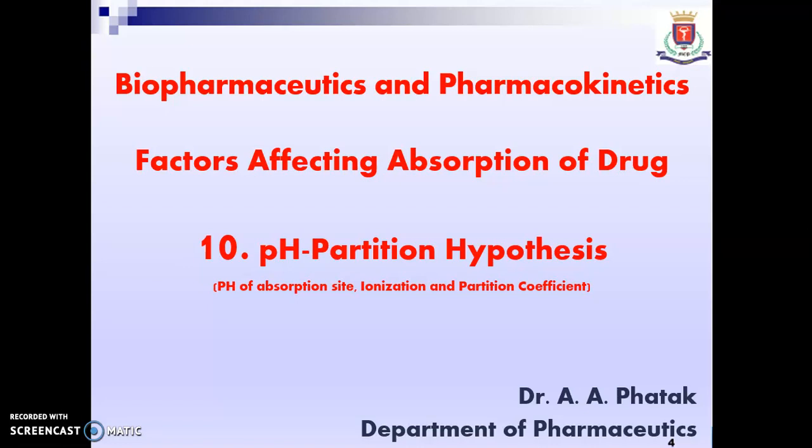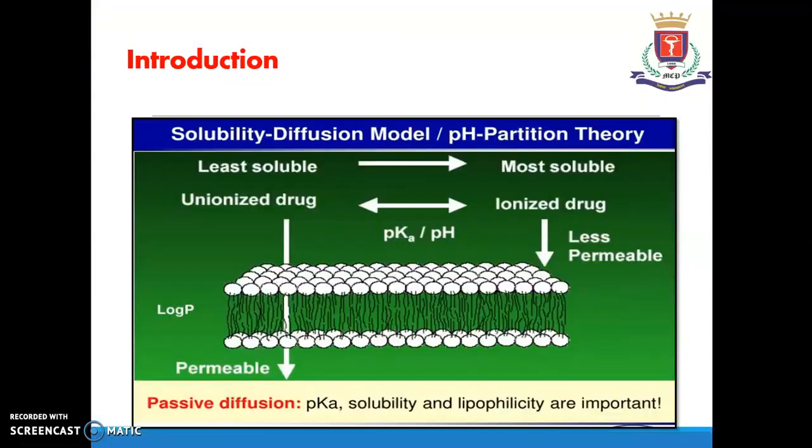Besides this, one more physiological property is included in this pH partition theory, that is the pH of the absorption site, where the absorption is taking place. What is the pH of that site? When we include all of these properties together, then we can hypothesize some assumptions, some generalizations based on this pH partition theory. Let us understand in short what is pH partition theory or hypothesis by using this diagram.